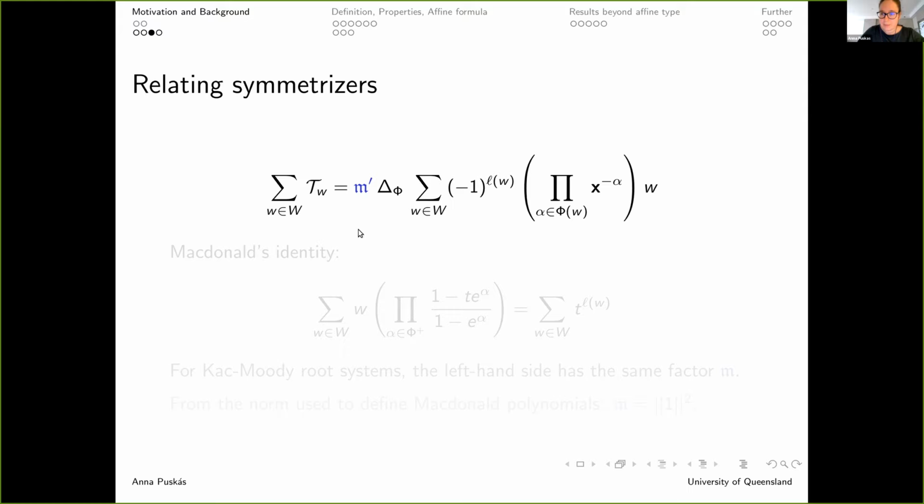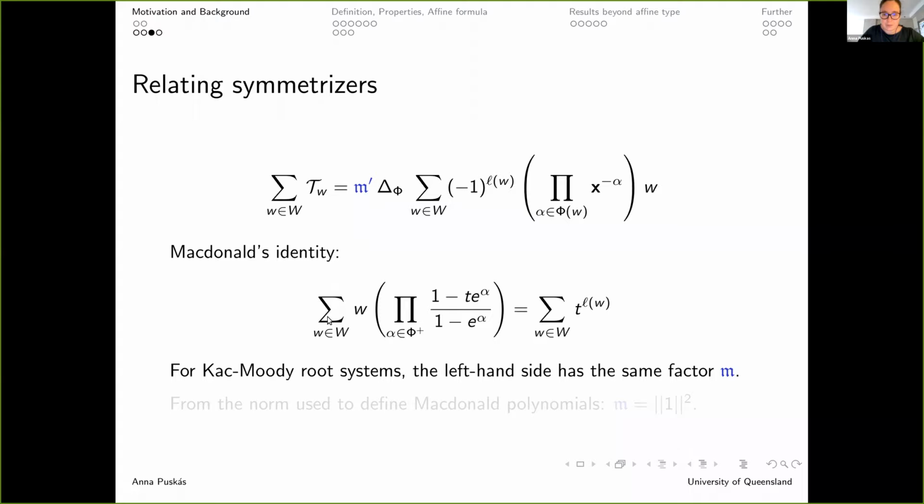Well, of course, in the metaplectic context, M looks slightly different than in the non-metaplectic context, but not essentially different. Okay, but for the purposes of this talk, we'll focus on using Macdonald's identity and its Kac-Moody generalization for getting a handle on M.